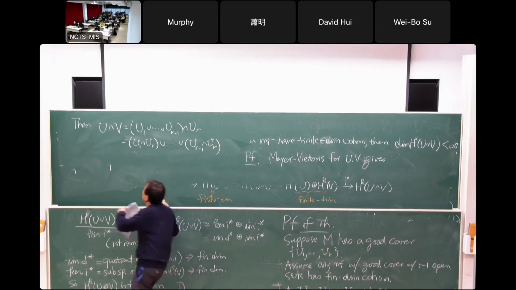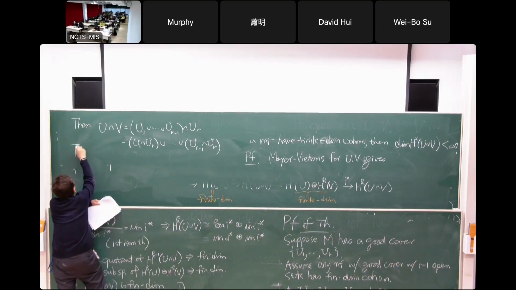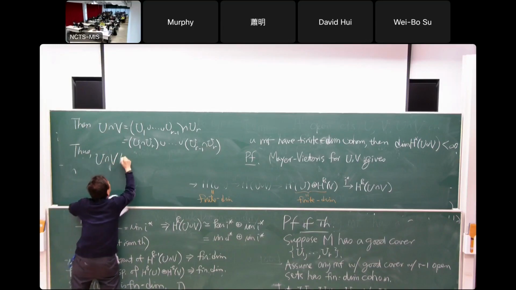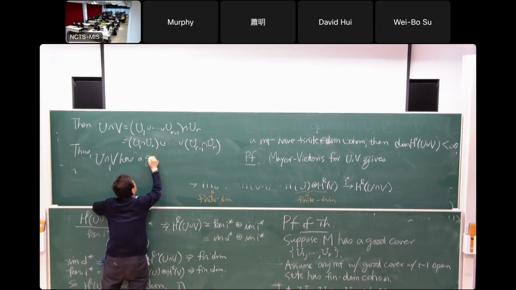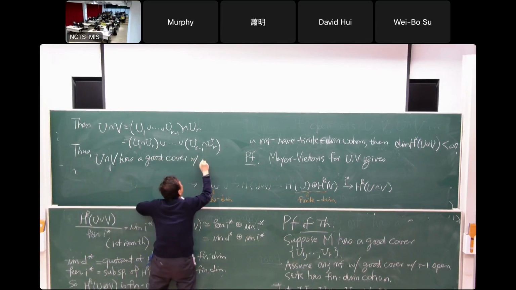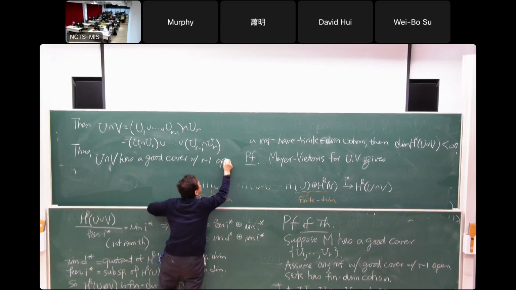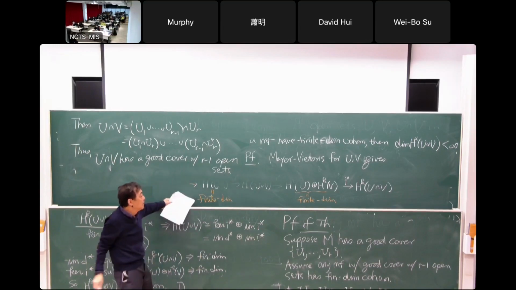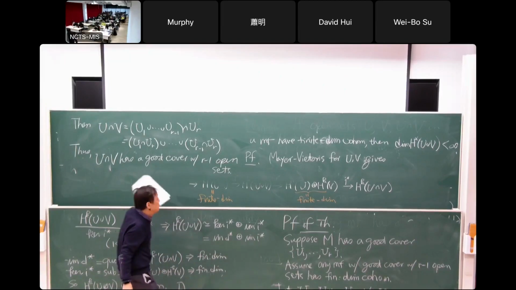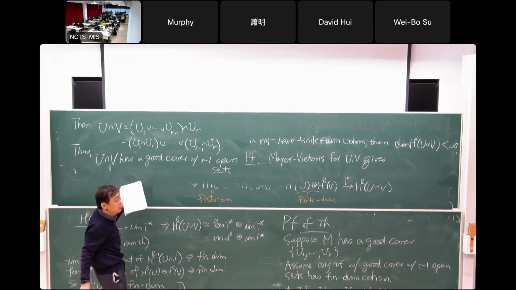Thus, the intersection has a good cover with R minus 1 open sets. So in this situation, U, V, and the intersection all have good covers with at most R minus 1 open sets.